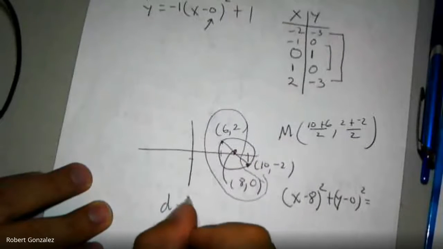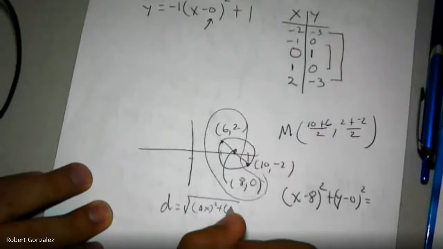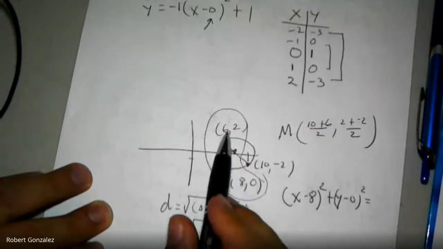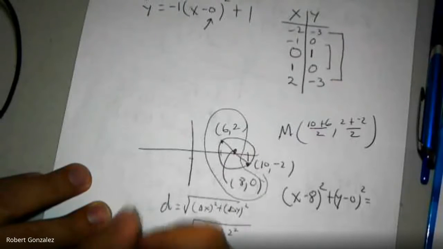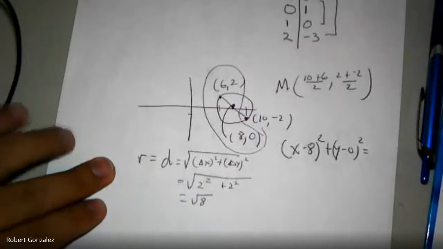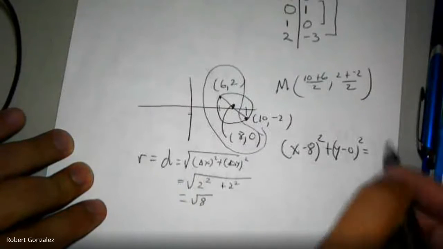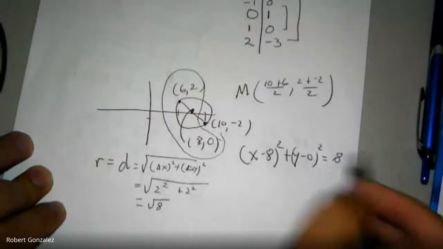So the distance is the square root of delta x squared plus delta y squared. Delta x is from 8 to 6, it's 2. Delta y is from 0 to 2, it's 2. That's going to give me radical 8. That's not the diameter, that's the distance, which is actually the radius. Now I don't need to simplify this because out here I'm going to put r squared anyways. So there's going to be an 8 there.